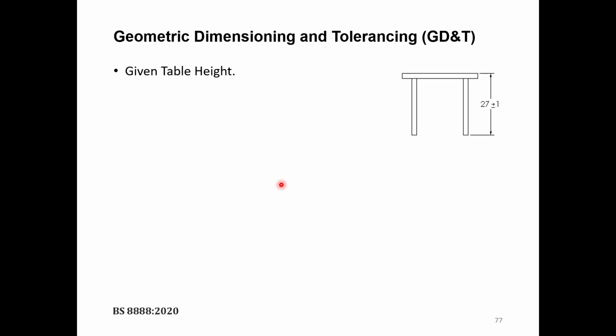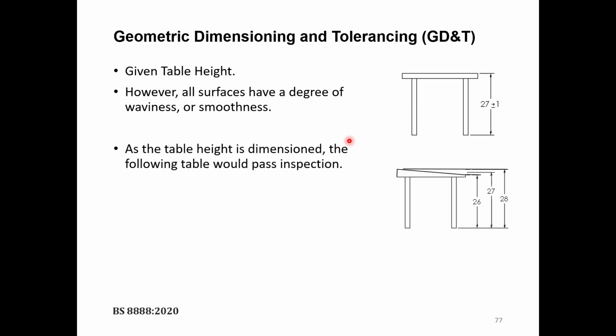So we're given a table here with a specific height, with a specific tolerance of the height, but we understand also that any surface has some sort of waviness and or smoothness. So, for example, if we consider this table, yes, it is within the tolerance that we have defined. The average height is 27, the minimum height is 26, and the maximum height is 28. So the inspector would say this is acceptable. If we compare it to another table, which is this one, again the average height here is 27, the minimum height is 26, and the maximum height is 28, which will be acceptable as well.